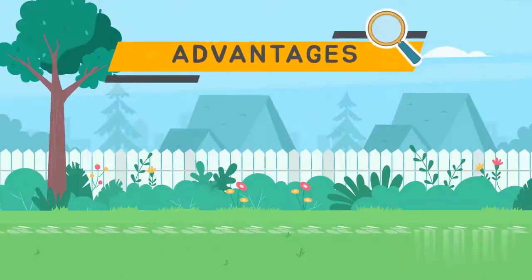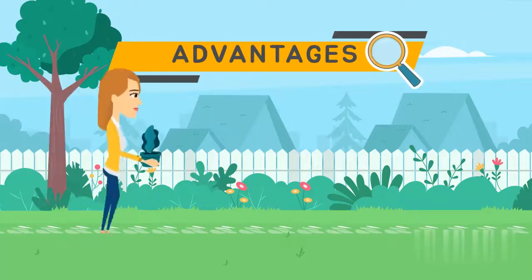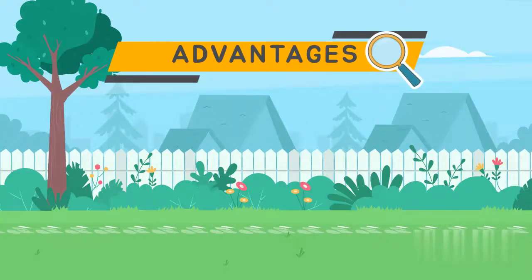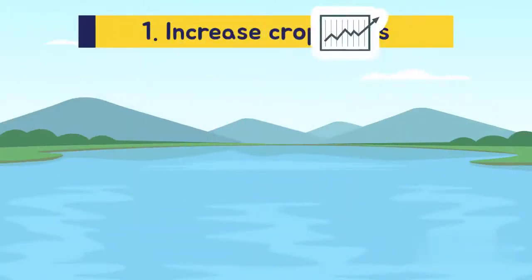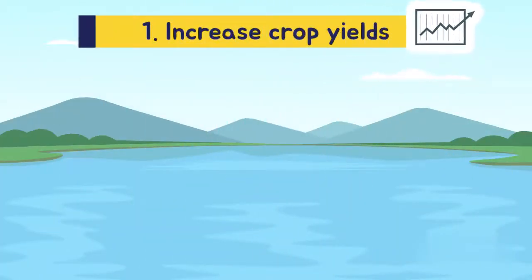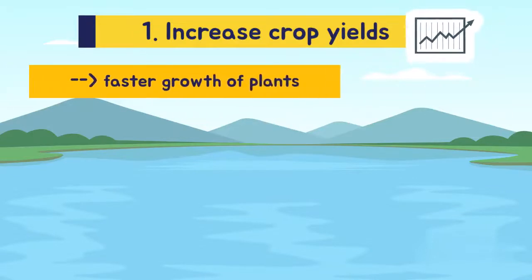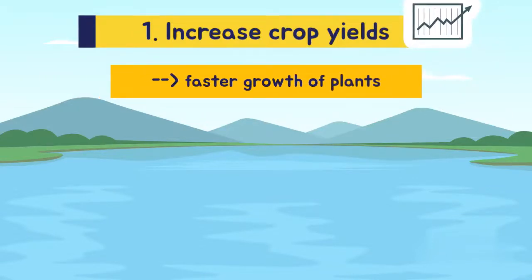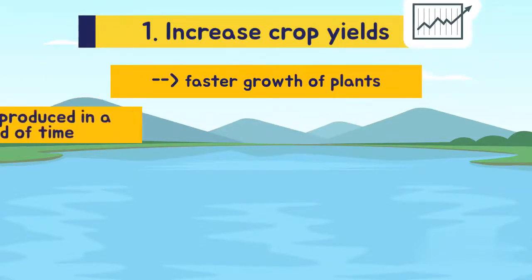At this point, you might be wondering what the advantages of genetic engineering in agriculture are. Without further ado, let's get started. First of all, genetic engineering in agriculture can increase crop yields. This is because it allows faster growth of plants. Thus, more crops are produced in a short period of time.